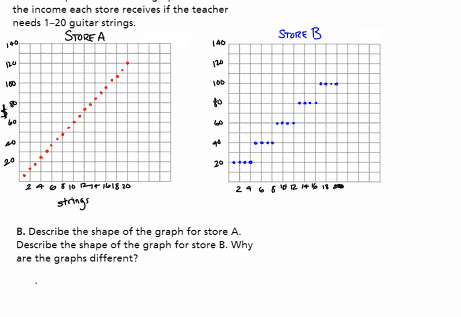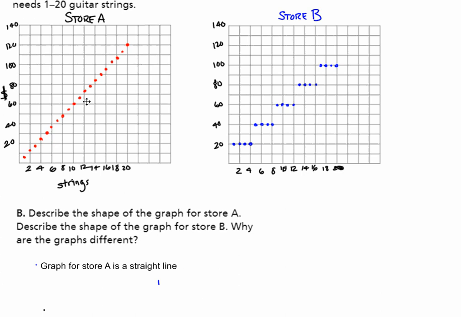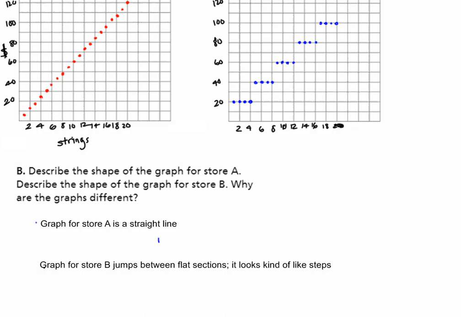So part B says describe the shape of the graph for store A. Describe the shape of the graph for store B. Why are the graphs different? Well, the graph for store A is a straight line, or it should be if I'd have graphed it a little more accurately. It's pretty much a straight line. Store B, we're going to say this: it jumps between flat sections. It kind of looks like steps. And I use the word steps on purpose here. We're going to get to that. Okay?